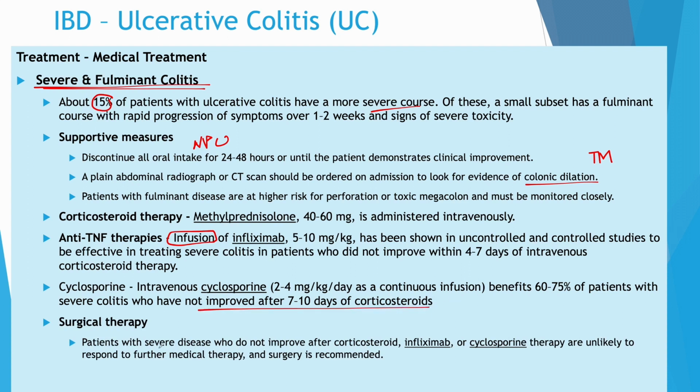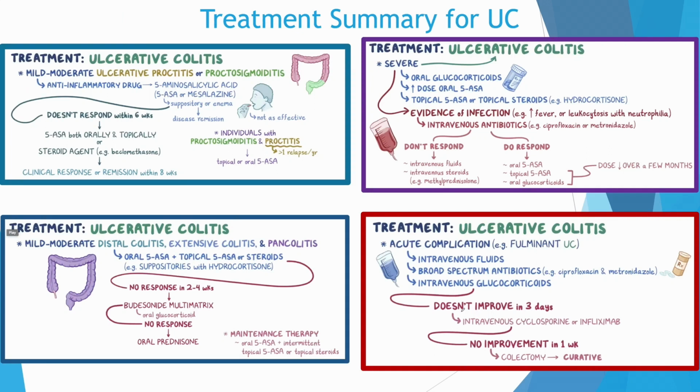And then in this case, patients with severe disease who do not improve with all of this are usually recommended for surgery. And the good thing about ulcerative colitis, in contrast to Crohn's disease, is surgery can be curative, because we can take out the entire colon, we can do a total colectomy, and that can essentially cure the patient. Now, it doesn't mean that they're not going to have other issues from removing the colon, but it can be cured, quote unquote.